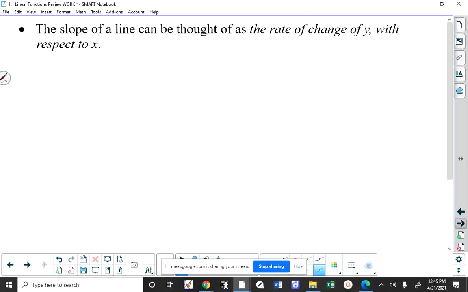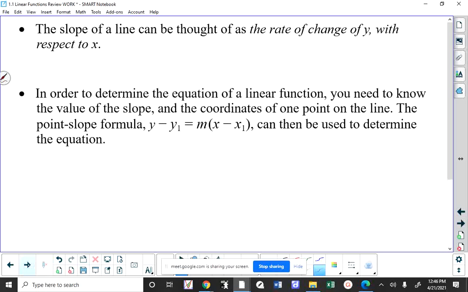The slope of the line can be thought of as the rate of change of y with respect to x. What does that mean? It means that if the slope is 5, y changes 5 times more rapidly than x does. It means that if x goes up by 1, y goes up by 5. It means that if x goes down by 3, y goes down by 15. You have to think of the slope as being a rate of change of something with respect to x.